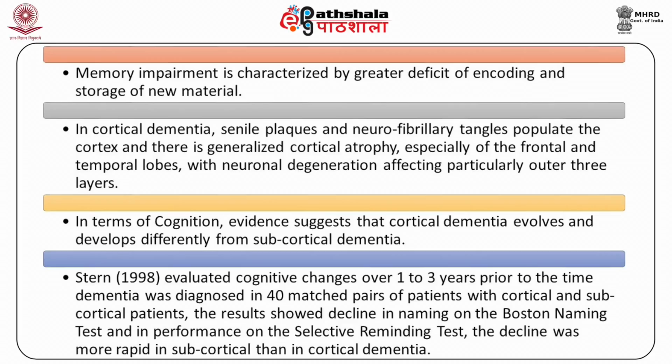In terms of cognition, evidence suggests that cortical dementia evolves and develops differently from subcortical dementia. Stern in 1998 evaluated cognitive changes over 1 to 3 years prior to the time dementia was diagnosed in 40 matched pairs of patients with cortical and subcortical dementia. The results showed decline in naming on the Boston Naming Test and in performance on the selective reminding test. The decline was more rapid in subcortical than in cortical dementia.